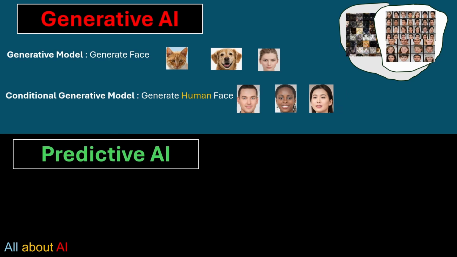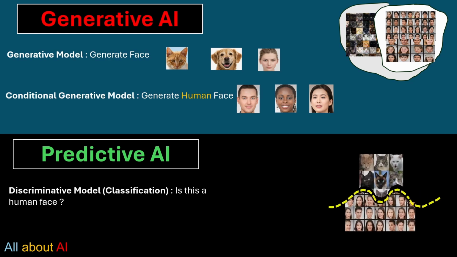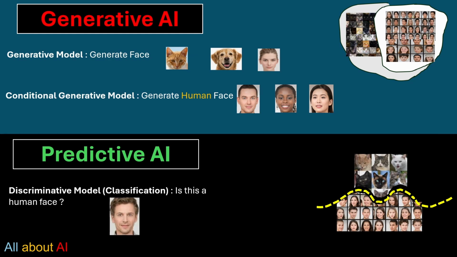Now, in case of predictive AI, the approach changes. If I ask, is this a human face? The model checks the discriminative boundary, and after checking, it will say, yes, this first image is human face. Now another image, and again it will check, and it will say, no, this is not a human face. So that's how generative AI and predictive AI differs.